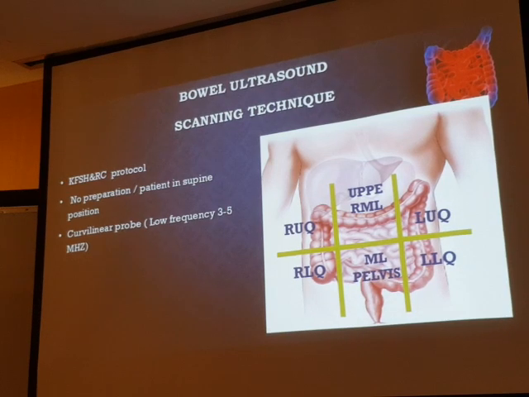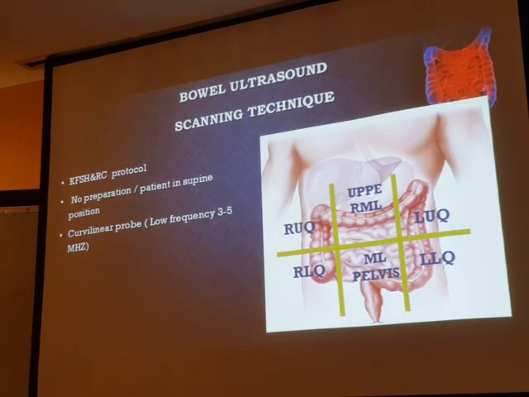I will document this with 6 images. With 6 images, I divide the whole abdomen into upper and lower: 3 upper, 3 lower, right, mid, and left. This will make sure that you examine each segment of the bowel, large and small. For example, for the right lower quadrant, what will you examine?